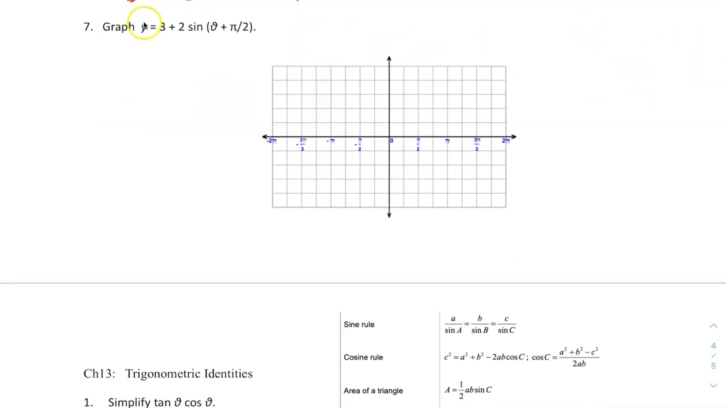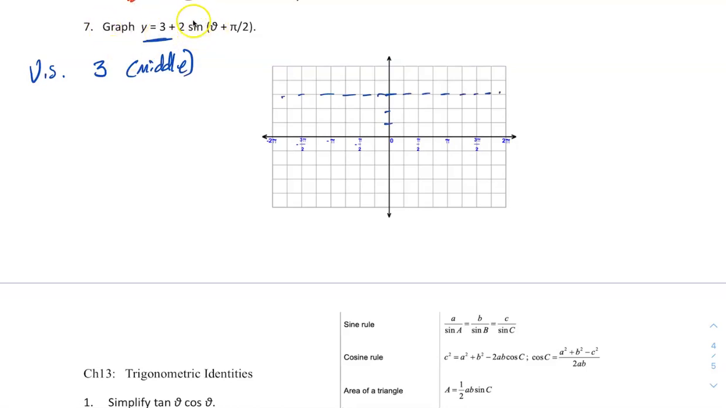Right, this one has a vertical shift, a phase shift, and then a different amp. So let's do the vertical shift first. Vertical shift is 3. So remember, that's like the new middle. So always think about it. It's the new middle. So at 3, 1, 2, 3, that's my new middle now. My principal axis, some people call it.